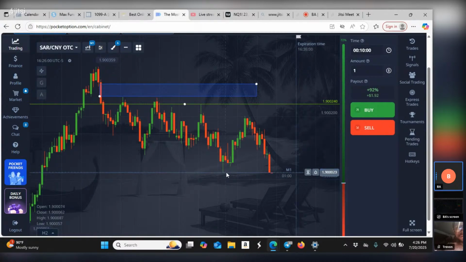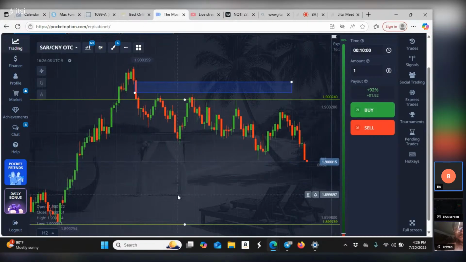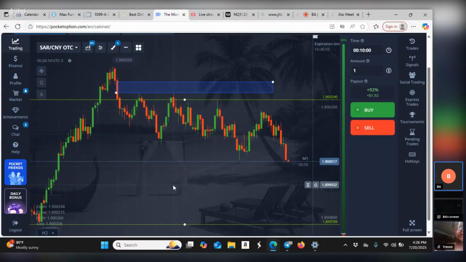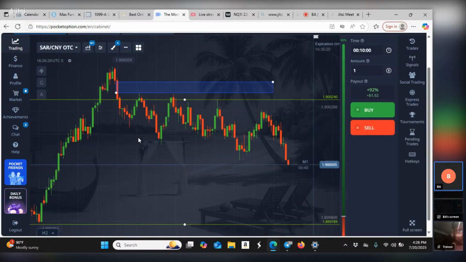What's this below this little low? And all you need is like 10 minutes. See how it just slipped out of that? Our entry would have been right here.